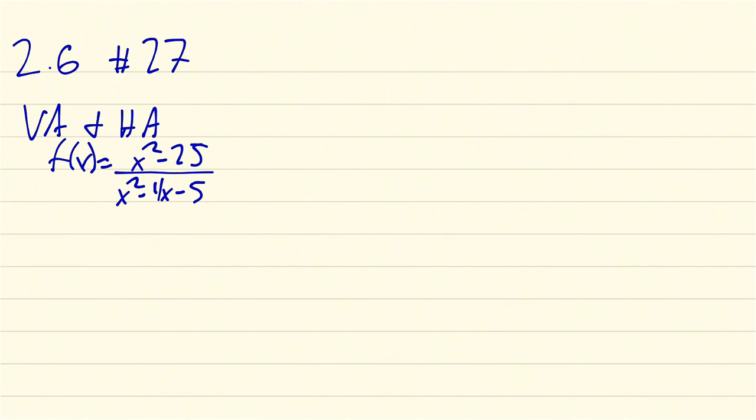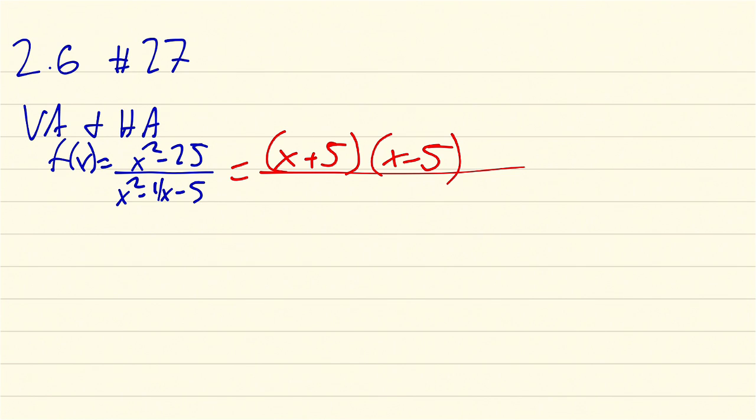Number 27 in section 2.6, we're asked to find the vertical asymptote and the horizontal asymptote. Before we do anything with that, we probably should factor just in case. So we have x squared minus 25, we can factor that up to be x plus 5 times x minus 5. And our denominator, x squared minus 4x minus 5, that can be factored out into x minus 5 times x plus 1.